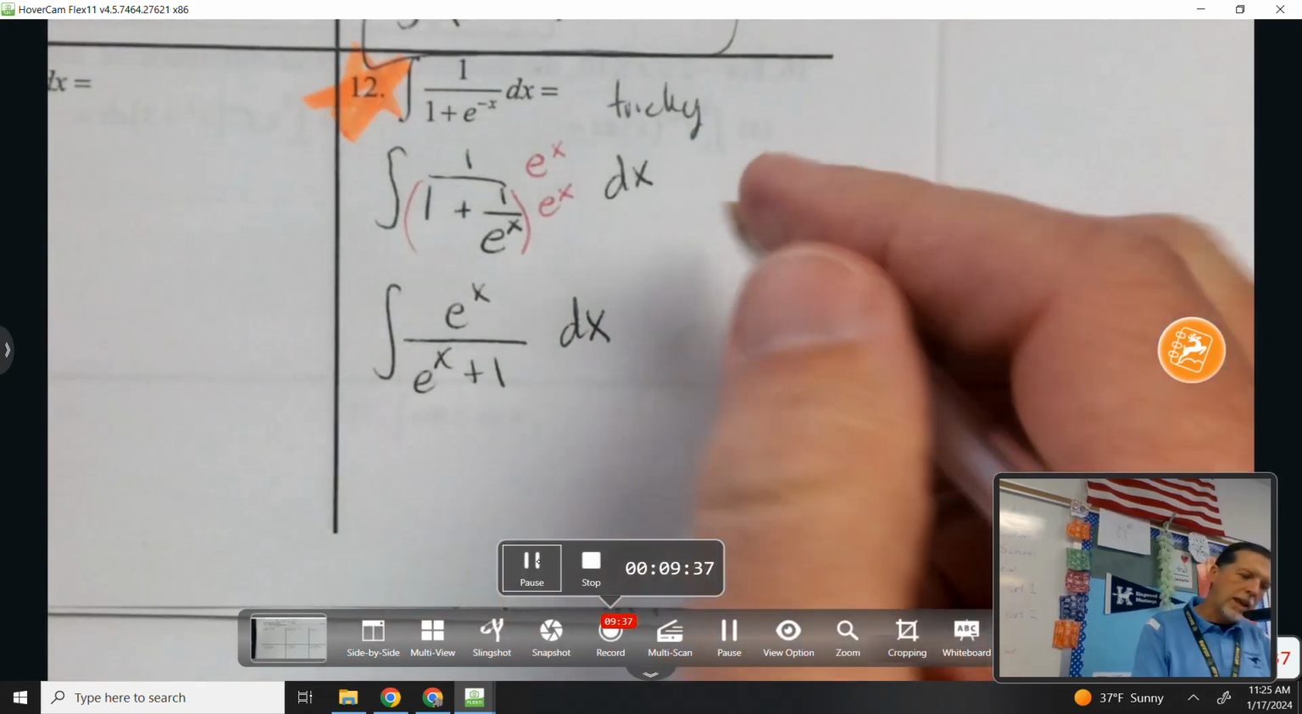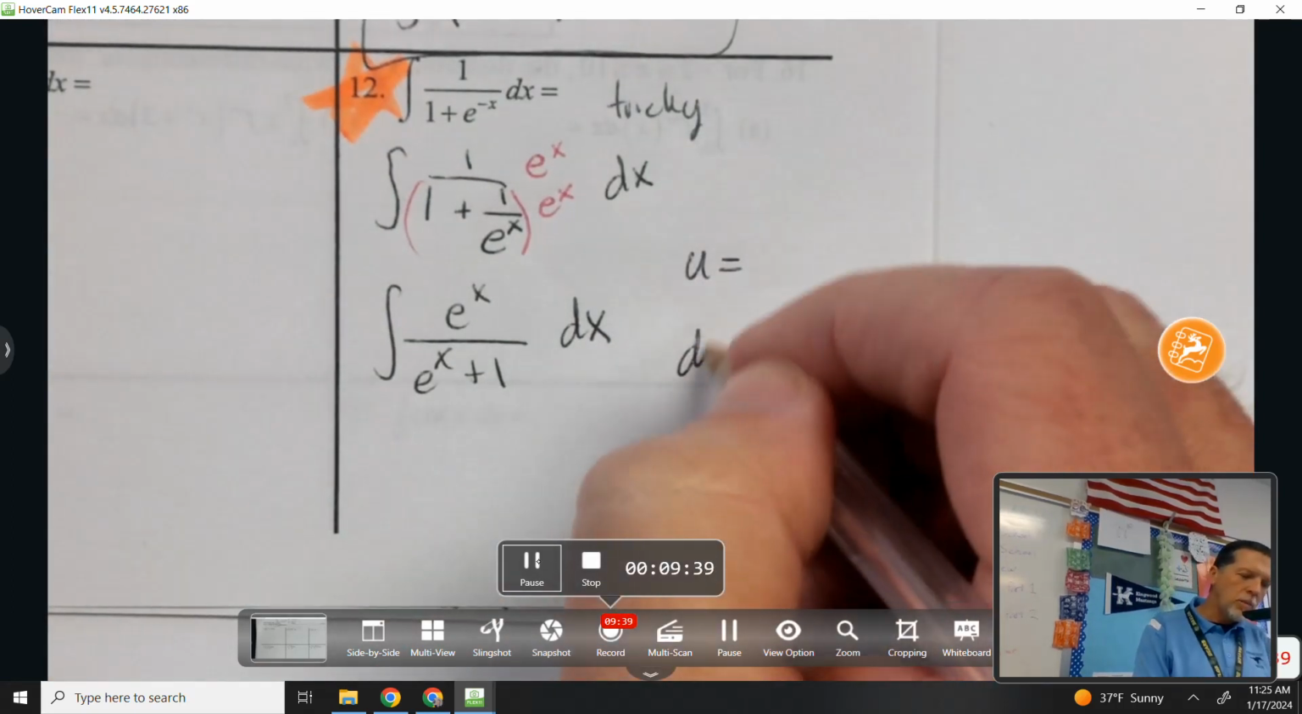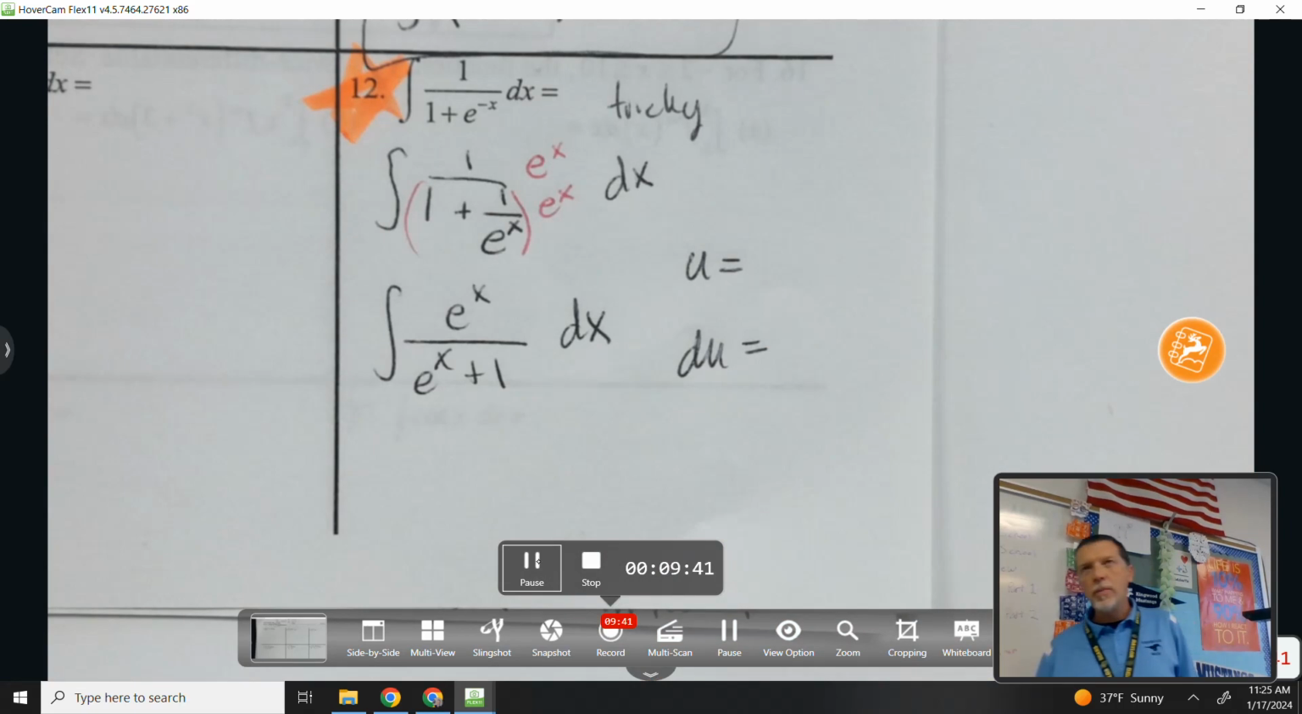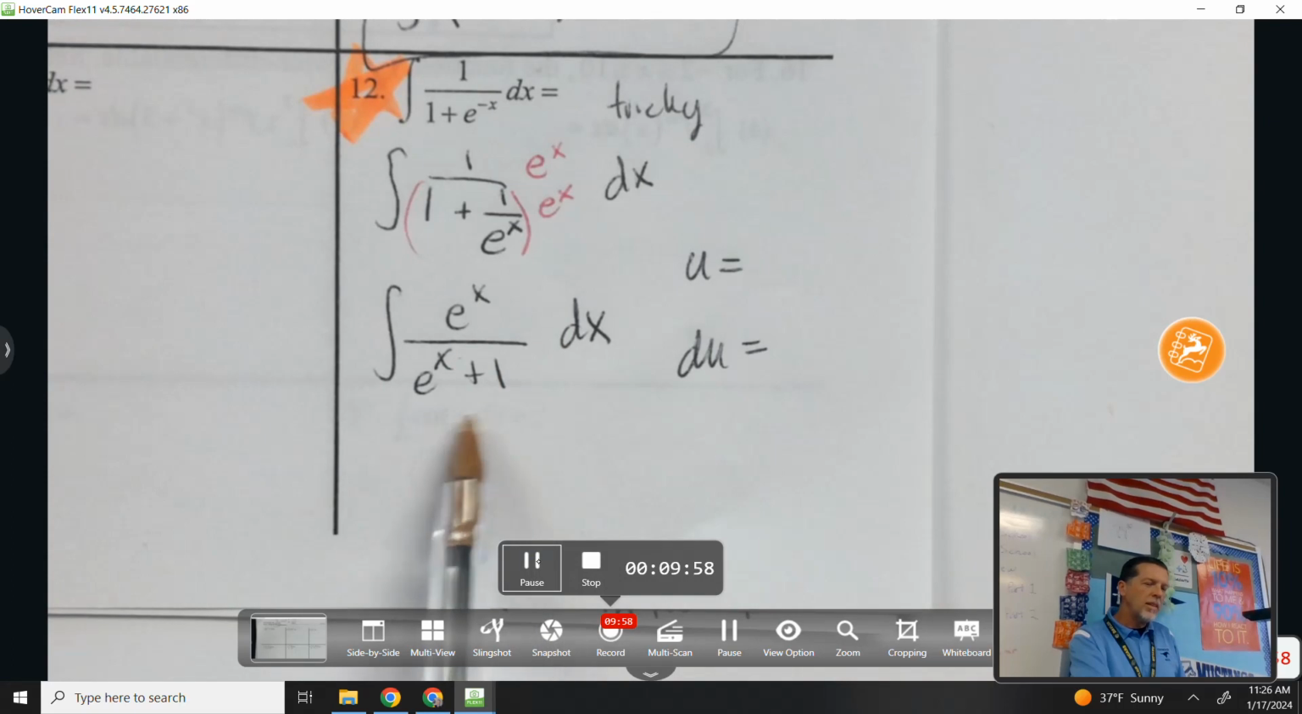Again, I keep thinking ahead of what could I let u be so that du shows up and so that I get something that I can take an antiderivative of. But most people can't think 3 steps at a time. You just kind of have to pick one and see if it works. Thoughts? E to the x. Not a bad guess, and you could get there doing that, but let's make it be the entire denominator.